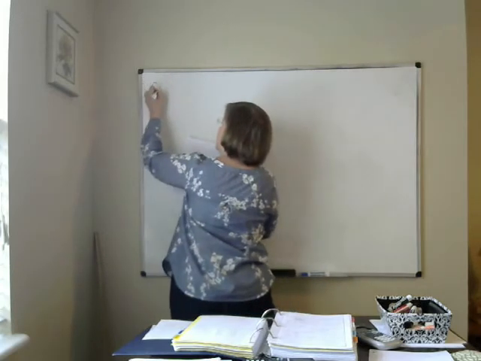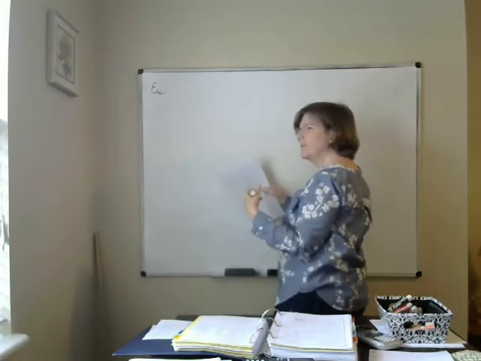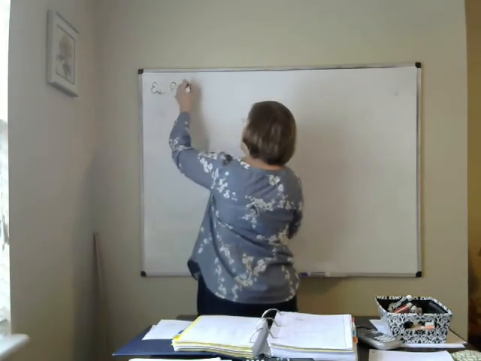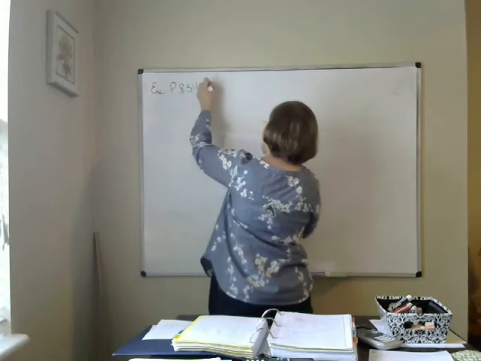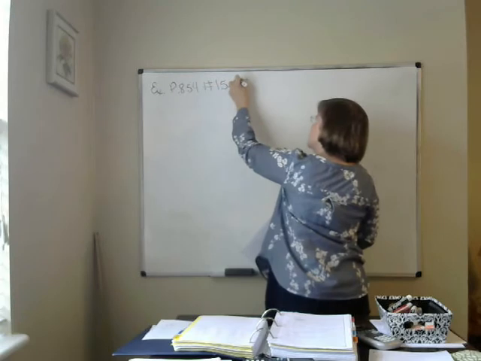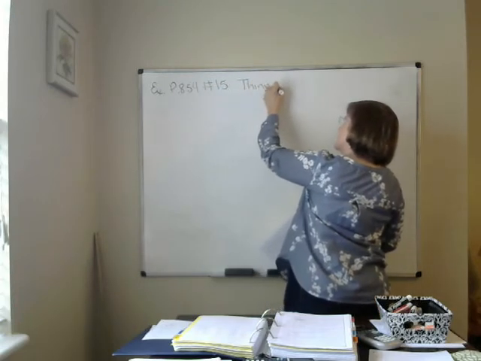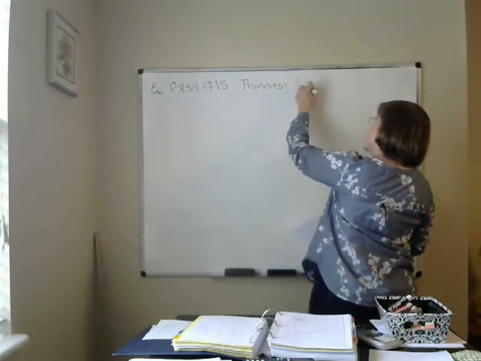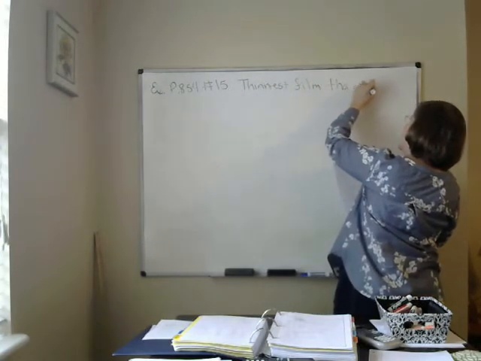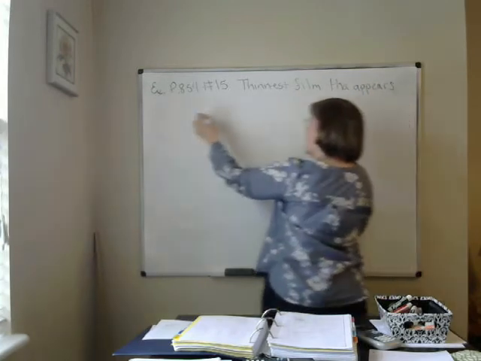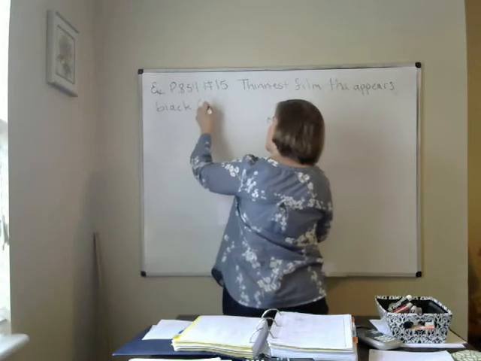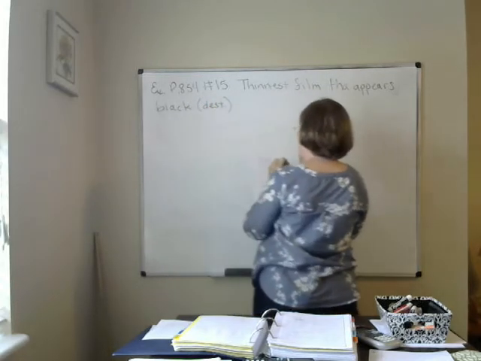I didn't see any great examples in the actual chapter, but there were a lot of good problems at the end. So this is from page 854, problem number 15. It wants to know the thinnest film that appears black. Well, if the film appears black, they're really talking about destructive interference happening.